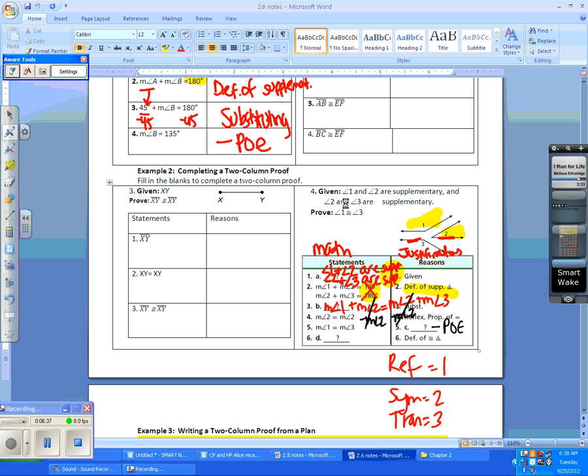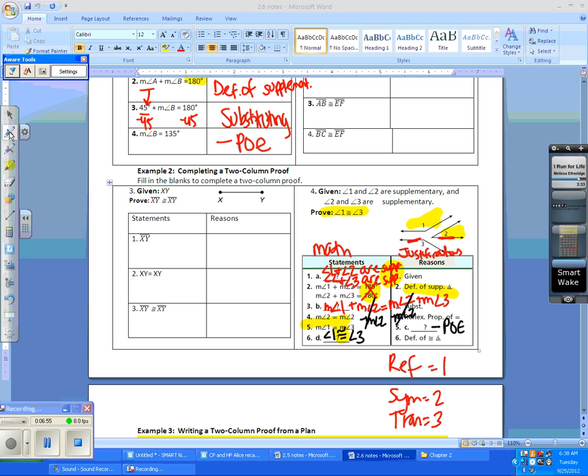Then finally, there's only one step left, right? That should always be your proof statement. So my proof statement is angle 1 is congruent to angle 3. What's the only thing that's different between 5 and 6? The only thing that's different is that one was an equal sign and one's a congruent sign.